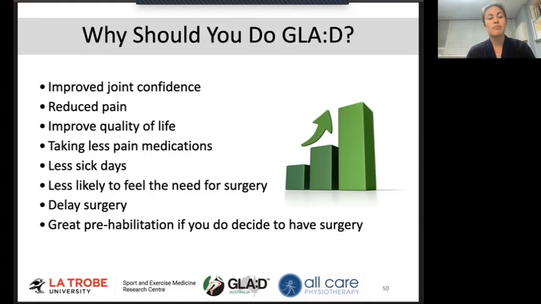Studies have been completed about the efficacy of GLAD, particularly in Denmark, where this program originated, and they found that there are many benefits associated with completing GLAD, including improved joint confidence, reduced pain, improved quality of life, and a decrease in how many pain medications patients have taken. They've taken less sick days. They're less likely to feel the need for surgery. They're more likely to delay surgery. And even if you do have surgery, it's great prehabilitation. So it's great to do beforehand to make your recovery better down the track.